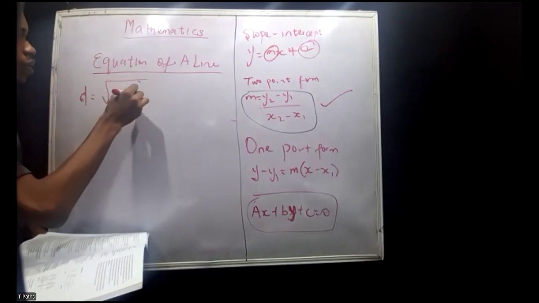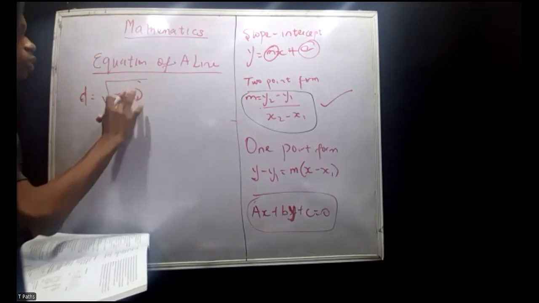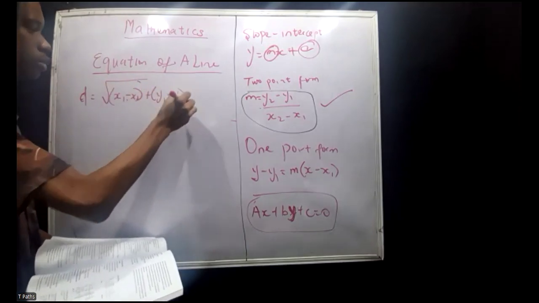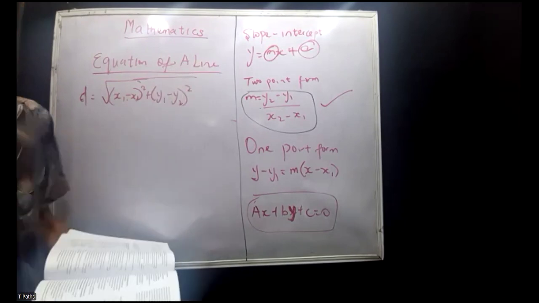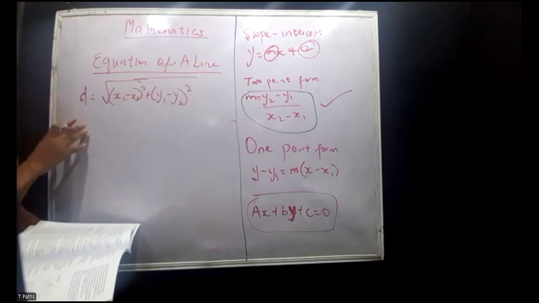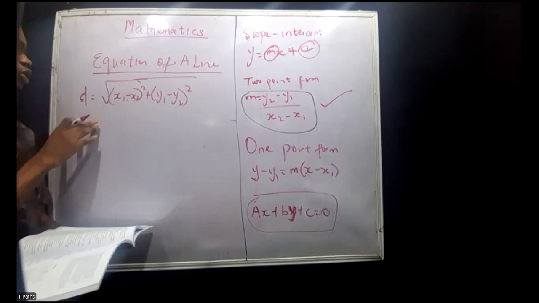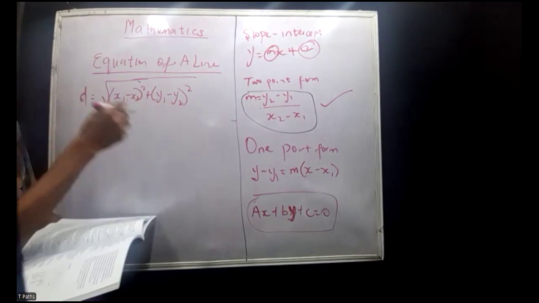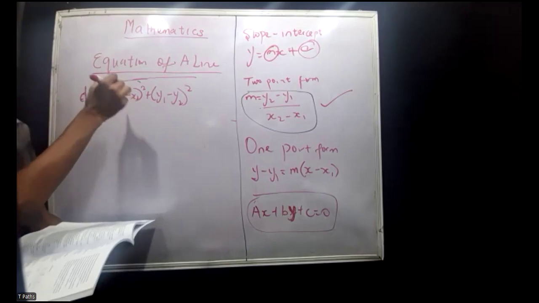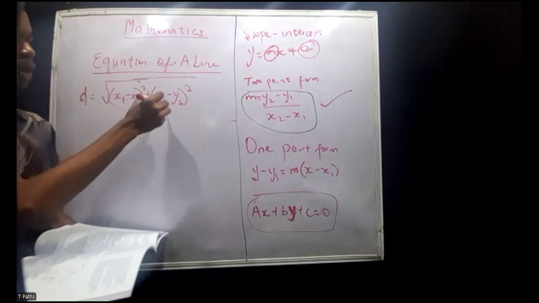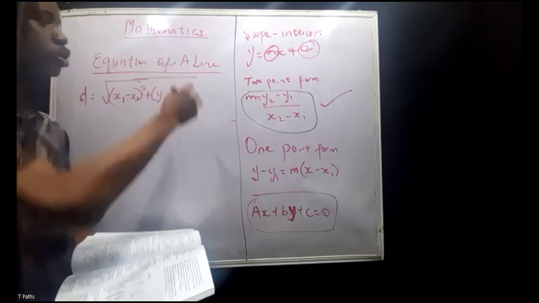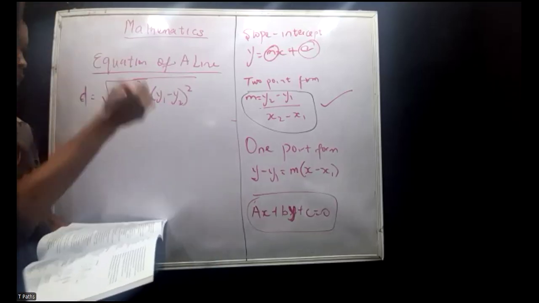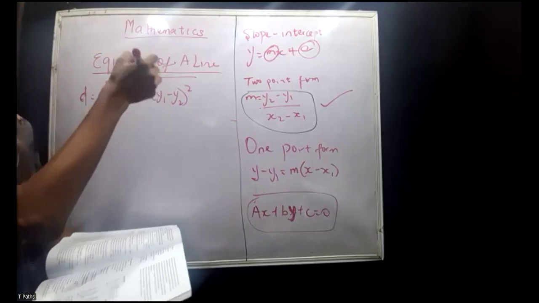To calculate the distance between 2 points, we use the formula: d equals the square root of x1 minus x2 squared plus y1 minus y2 squared. Or you can say x2 minus x1 squared plus y2 minus y1 squared.